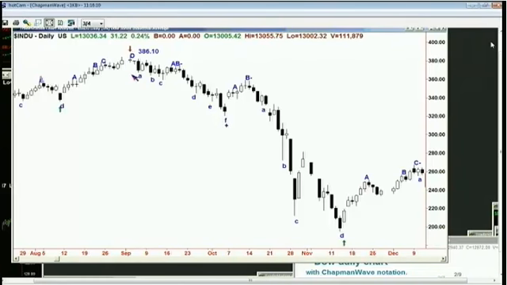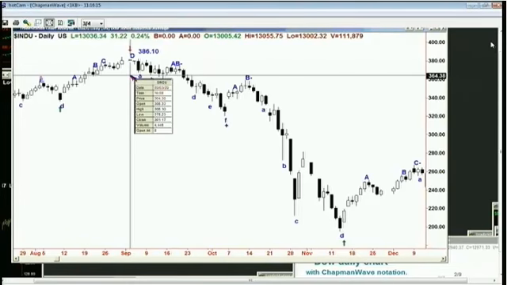And 1929, the Labor Day weekend finishes on the 3rd of September. 386 was the high.